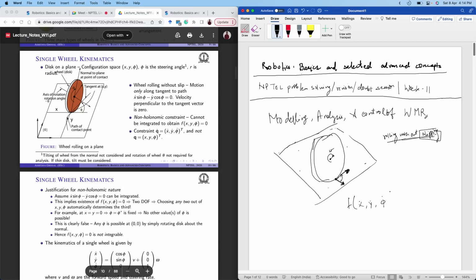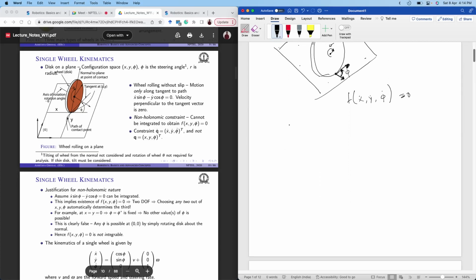This phi is not the angle of the wheel. It's not the angle traveled by any point on the wheel, because of the rolling of the wheel. It is because of the overall rotation of the wheel. So this is phi, and this will actually constrain what the velocity should be. So basically, the component.